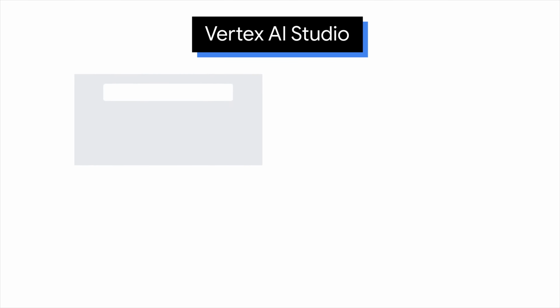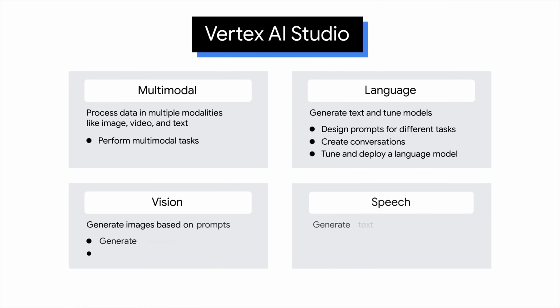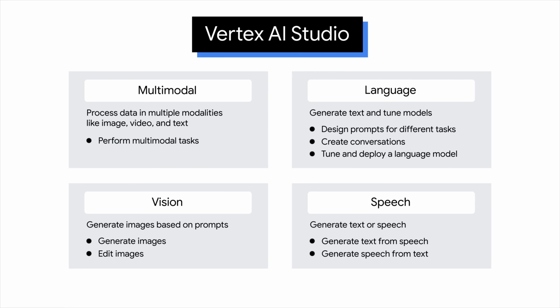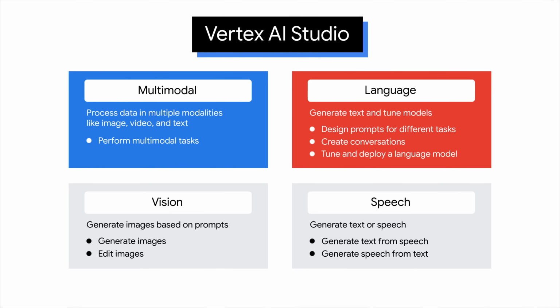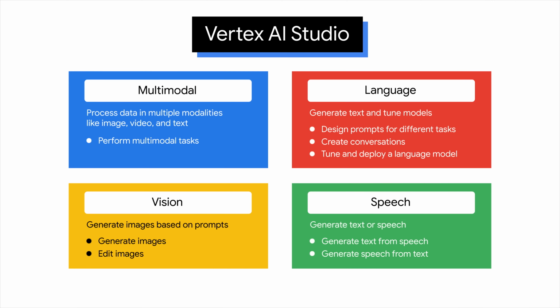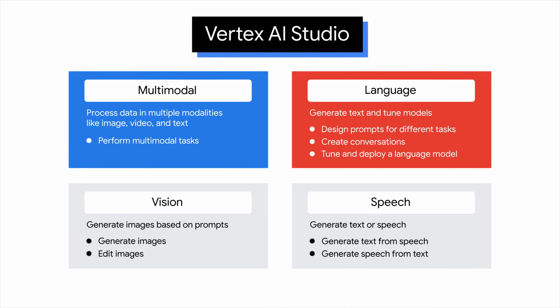Vertex AI Studio facilitates multimodal, language, vision, and speech-related tasks. As you progress through this course, the range of supported tasks may expand. With multimodal capabilities, data can be processed across various modalities like images, videos, and text. This versatility enables the execution of multimodal tasks, such as extracting text from an image. For language, you can design a prompt to perform tasks and tune language models. For vision, you can generate an image based on a prompt and further edit the image. For speech, you can generate text from speech or vice versa. In the upcoming lessons, you will explore the capabilities and applications of multimodal and language.